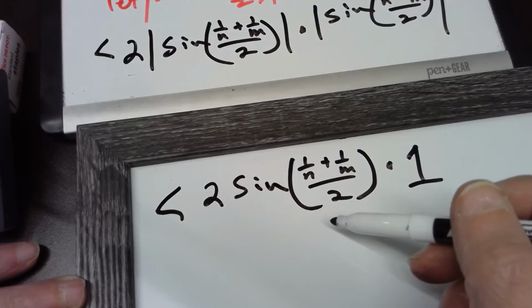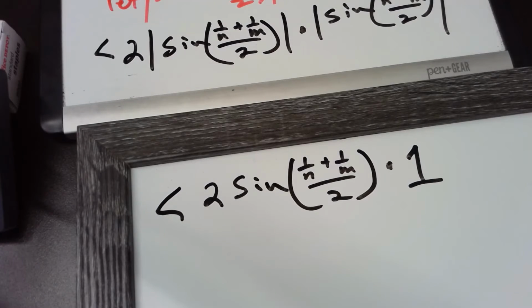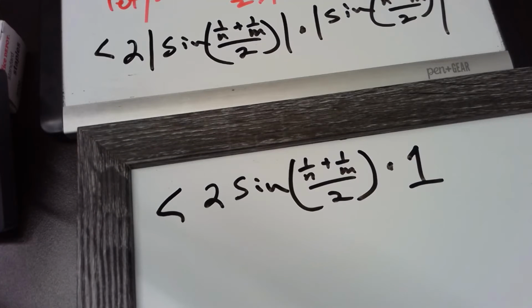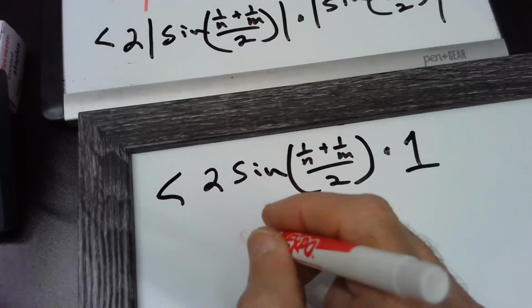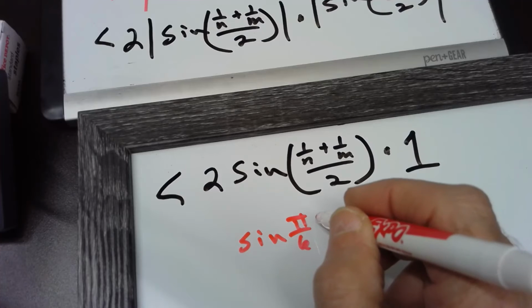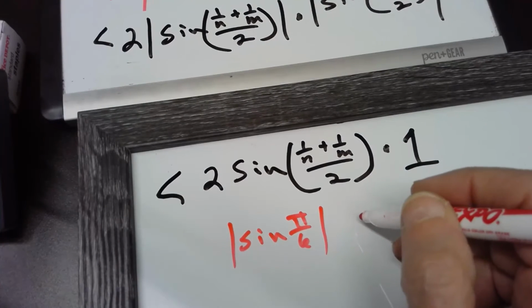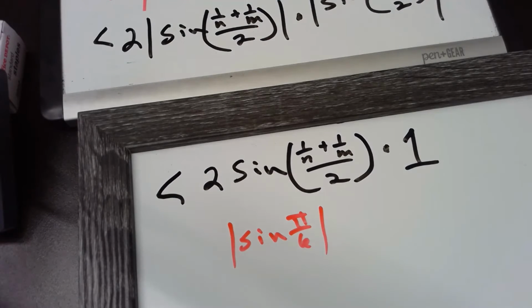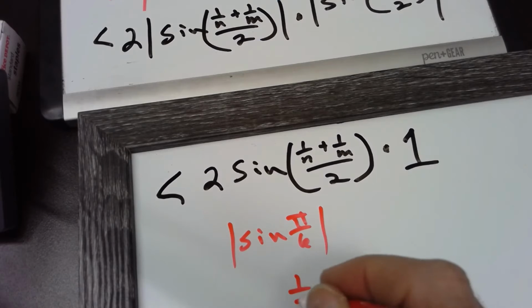Okay, so from here, let's look at this for a moment. Let's look at, for example, the absolute value of sine of pi over 6. Well, if you calculate that out, sine of pi over 6 is 1/2.